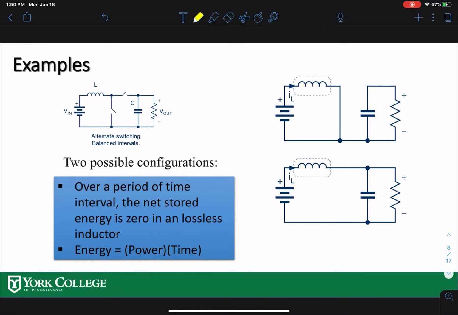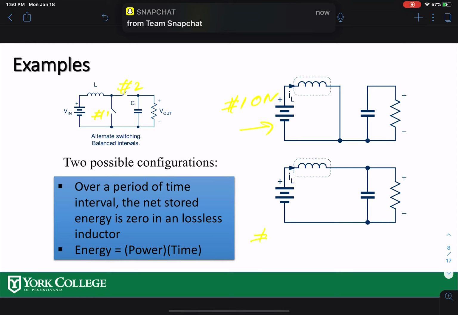So how do you apply it? Let's see here. I have a simple circuit over here. I have two switches, right? Let's say this is 1, and this is 2 here. So when 1 is on, it looks like this one here. So 1 on, 2 off, right? And when 2 is on, it looks like this, right? So for this one, I'm using an inductor as an energy storage device.